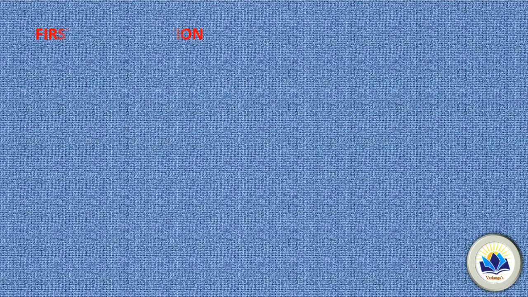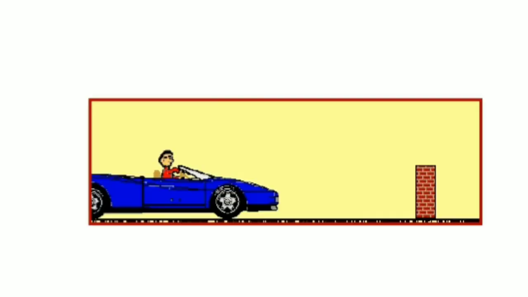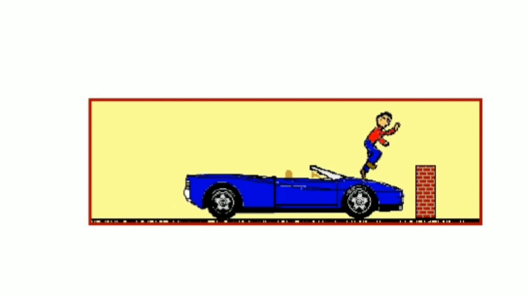So the next one is the first law of motion. In this, an object either remains at rest or continues to move at a constant velocity unless acted upon by a net force. Let us assume that there is no force acting on the car. Here you can see that the car is moving straight with a constant speed and it would have gone on the same way, but here an external force is applied, that is the wall, so it stops.